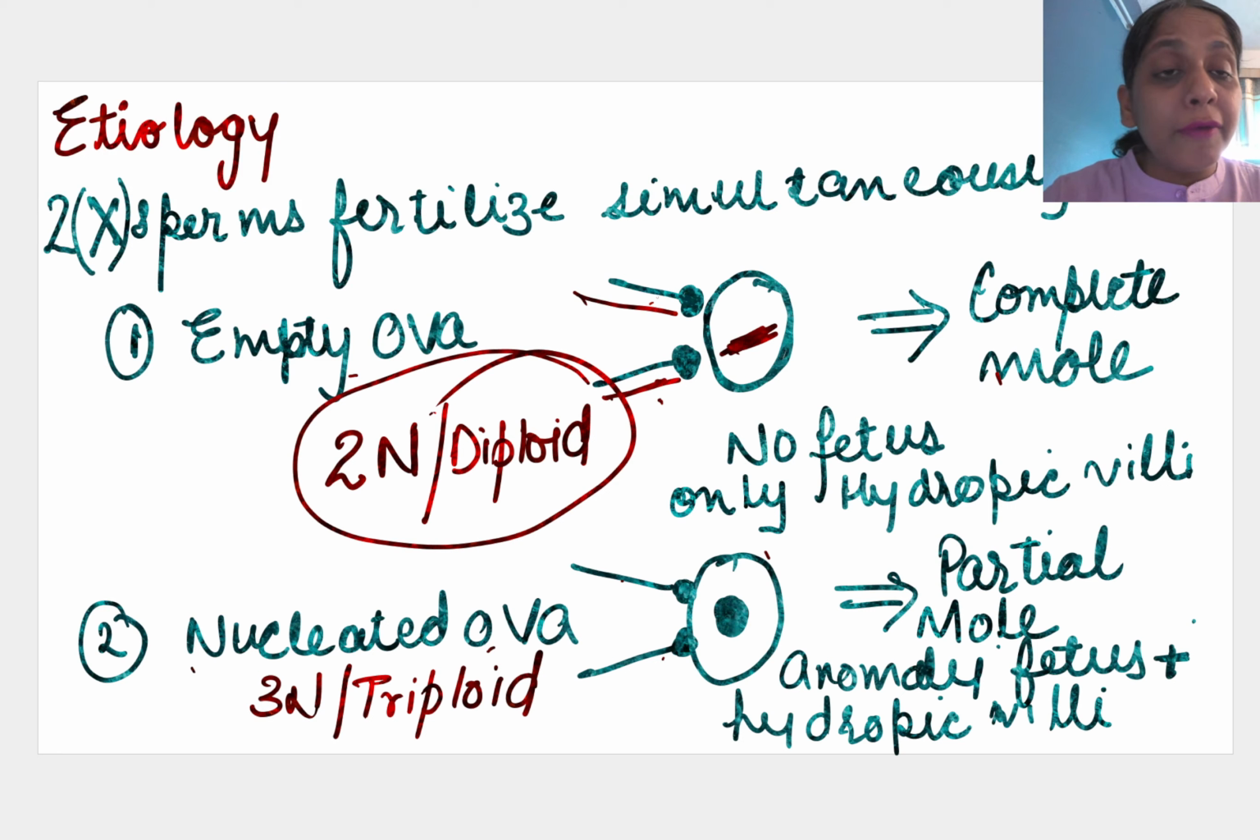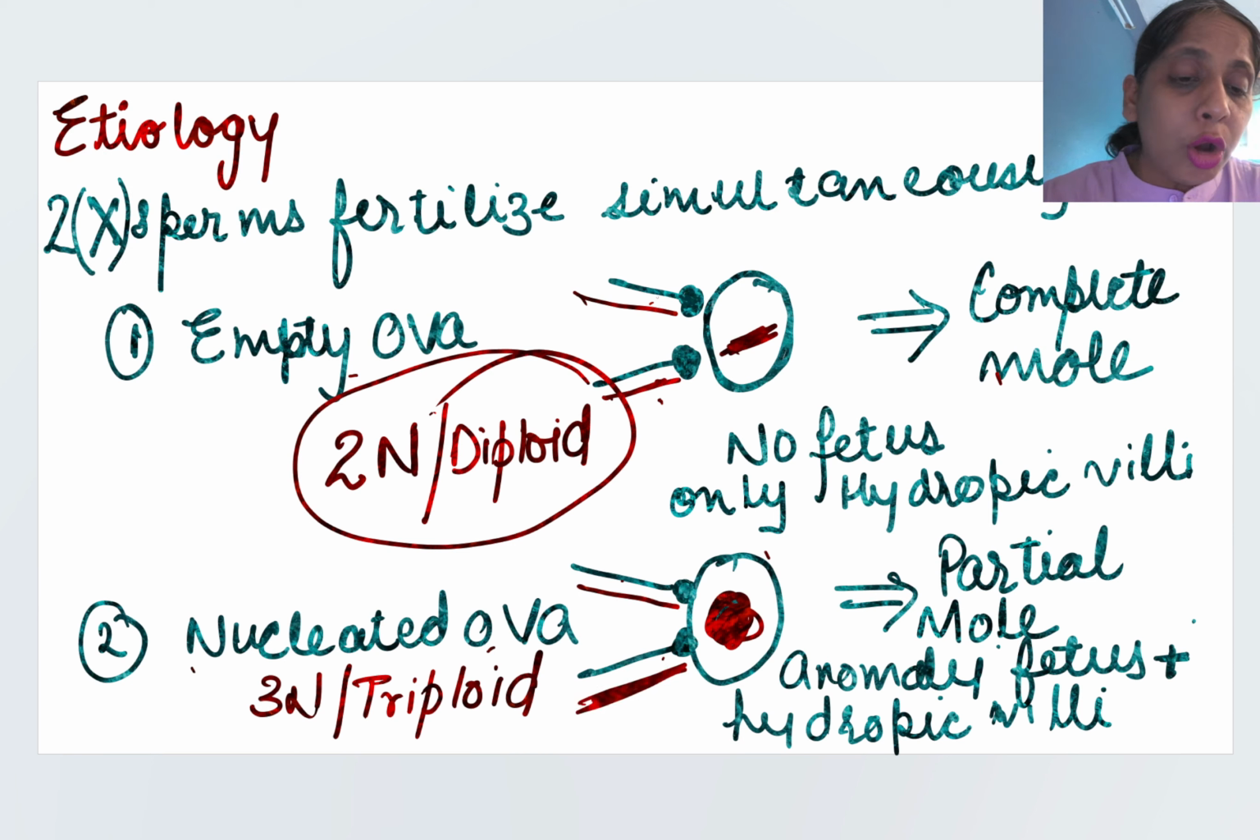What is formed is known as a complete mole. Now, if the ovum was nucleated, see, I have drawn a nucleus here, and these two sperms are fertilizing this nucleated ovum. Two sperms means diploid, n plus n, and with the nucleus of the ovum as well, it is now triploid.